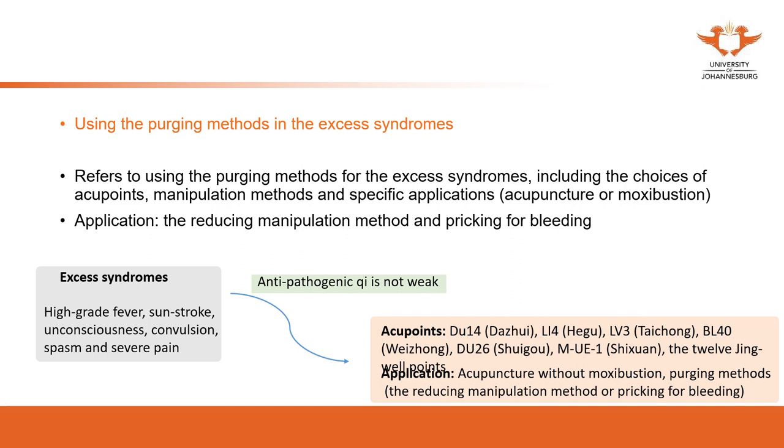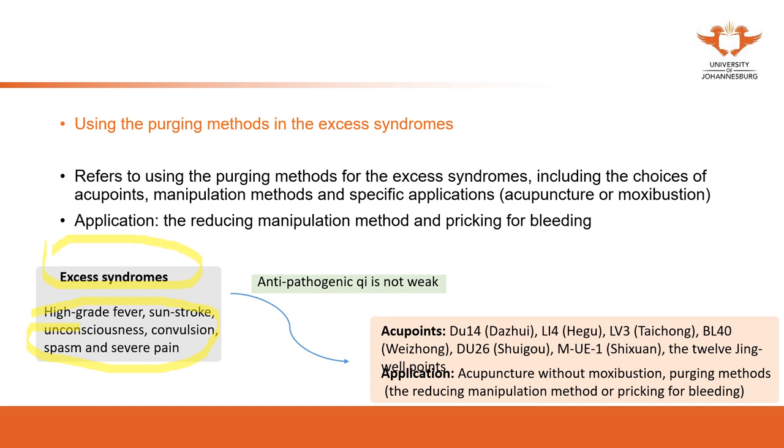Severe pain, so previously we said the sharp pain. The sharp pain is not stabbing pain. It depends how you define the sharp pain. If it refers to severe pain, then it more refers to excess syndrome. The unconsciousness can also be due to excess syndrome or deficiency. In this example, we use the unconsciousness as the example of excess syndrome. That's also why from here you will see our treatment is not based on the symptom. Although we use the symptoms as an example, we more base it on the pathogenesis. Unconsciousness, all these symptoms, but what we focus on is the excess syndrome.